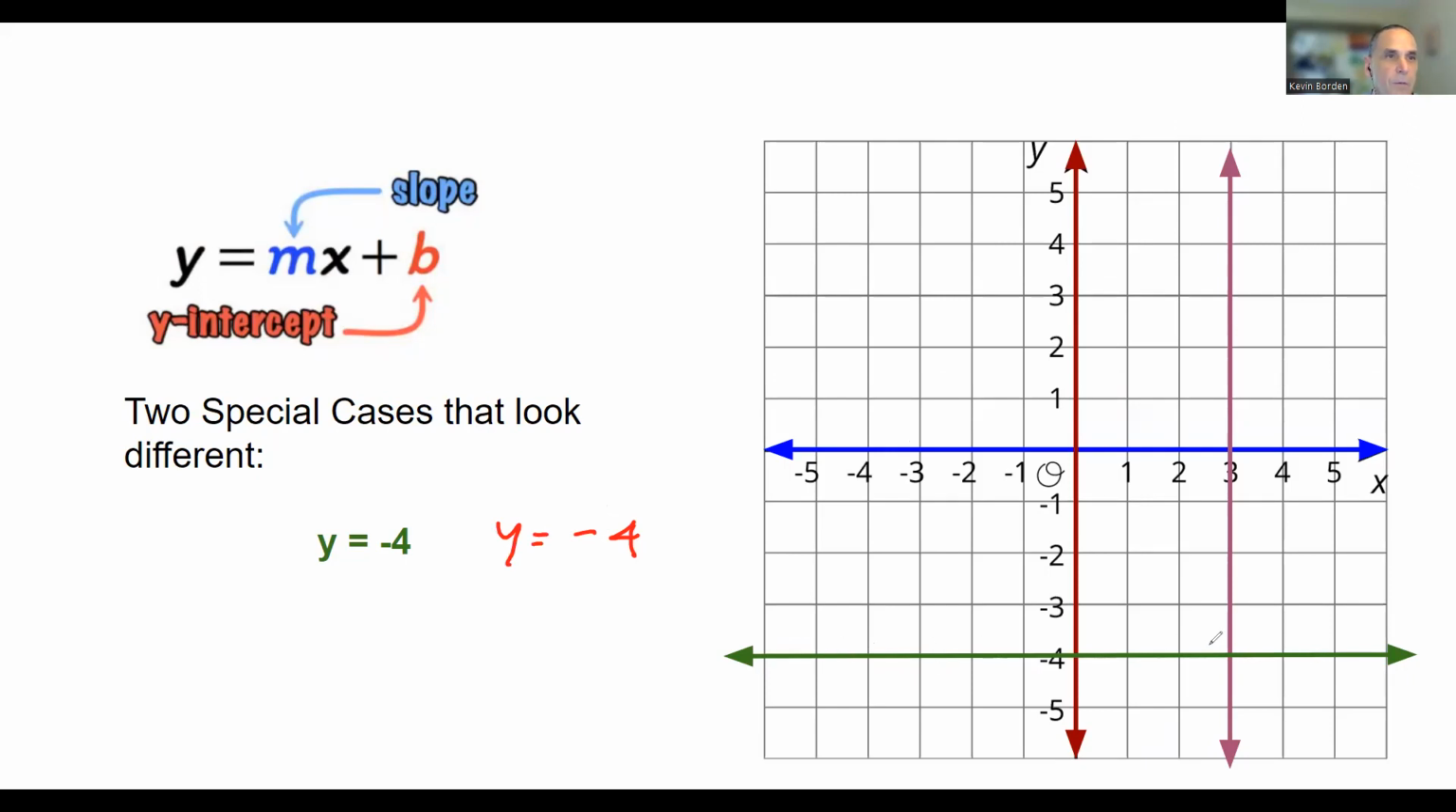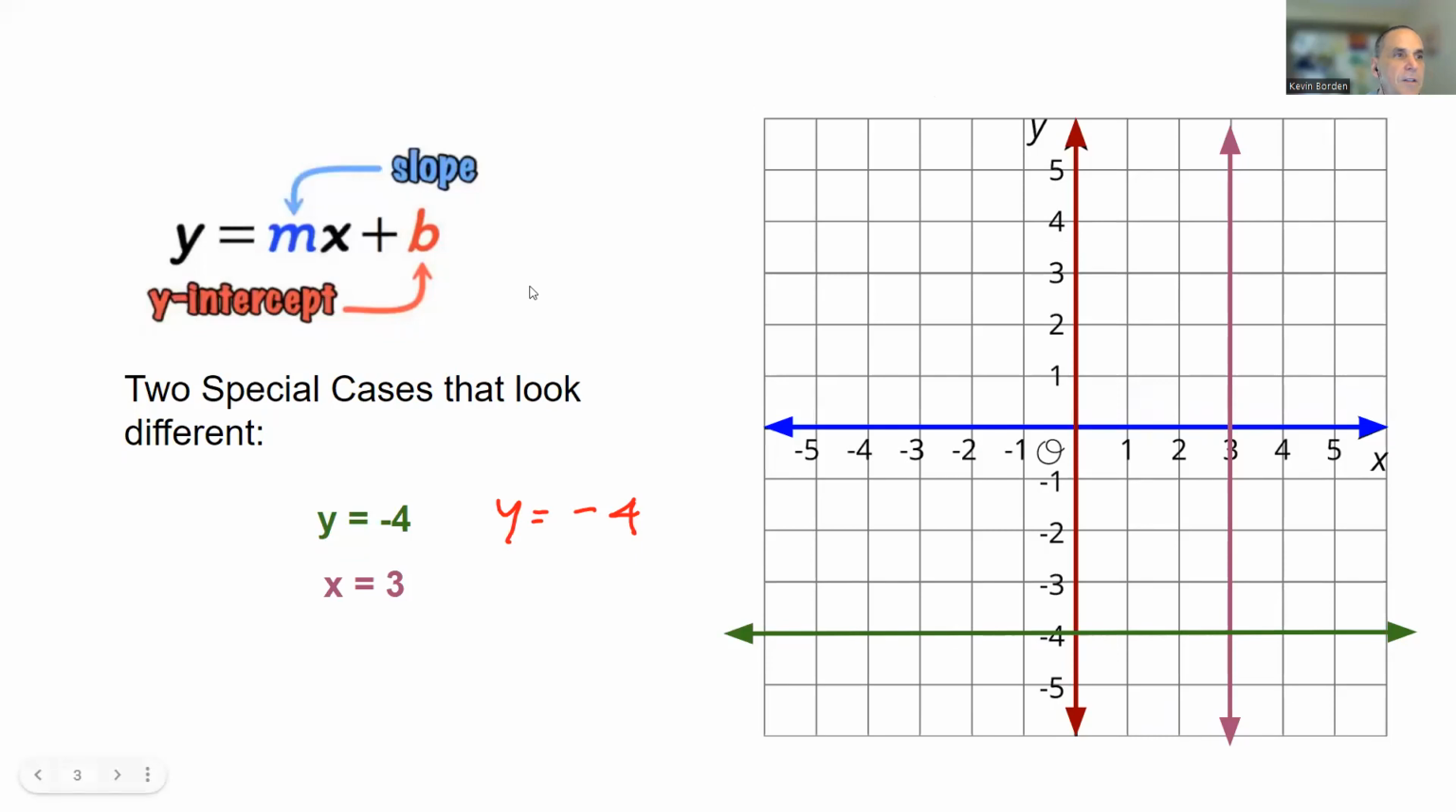Y is always -4. Now, it follows that our purple line is going straight up and down. The equation for that line is x equals 3. Now, notice in this case, we do have an x, but we don't have a y-intercept, and that's because this line never crosses the y-axis. So there is no y-intercept for a perfectly vertical line, and there isn't a slope either. This is a special kind of equation for a line that goes straight up and down. We just say that x is equal to whatever number that line goes through.